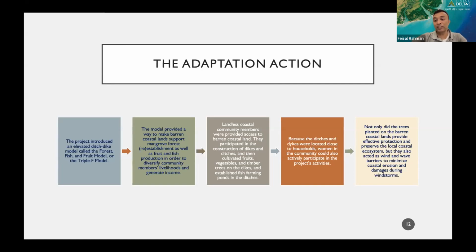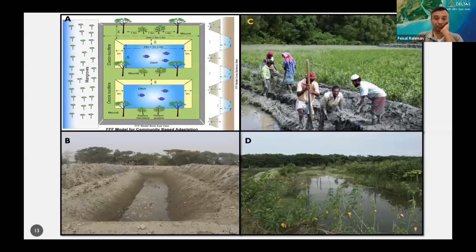Now, the planting of trees on the barren coastal land not only provided a structural barrier against the storms, but also provided the opportunity to preserve the local coastal ecosystem, and therefore provided a guard against coastal erosion and damage from windstorms. So these are the adaptation actions that were going on behind this particular CBA project.